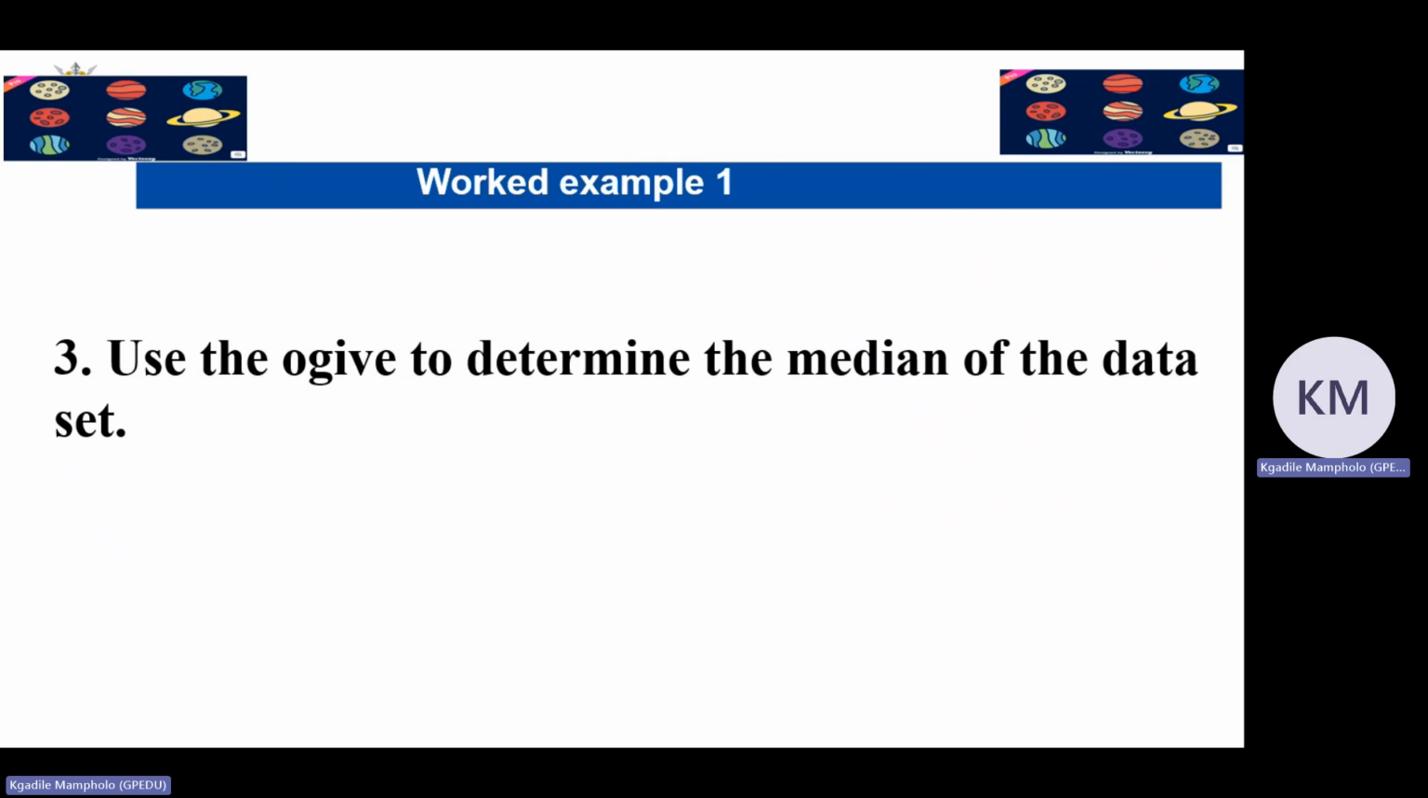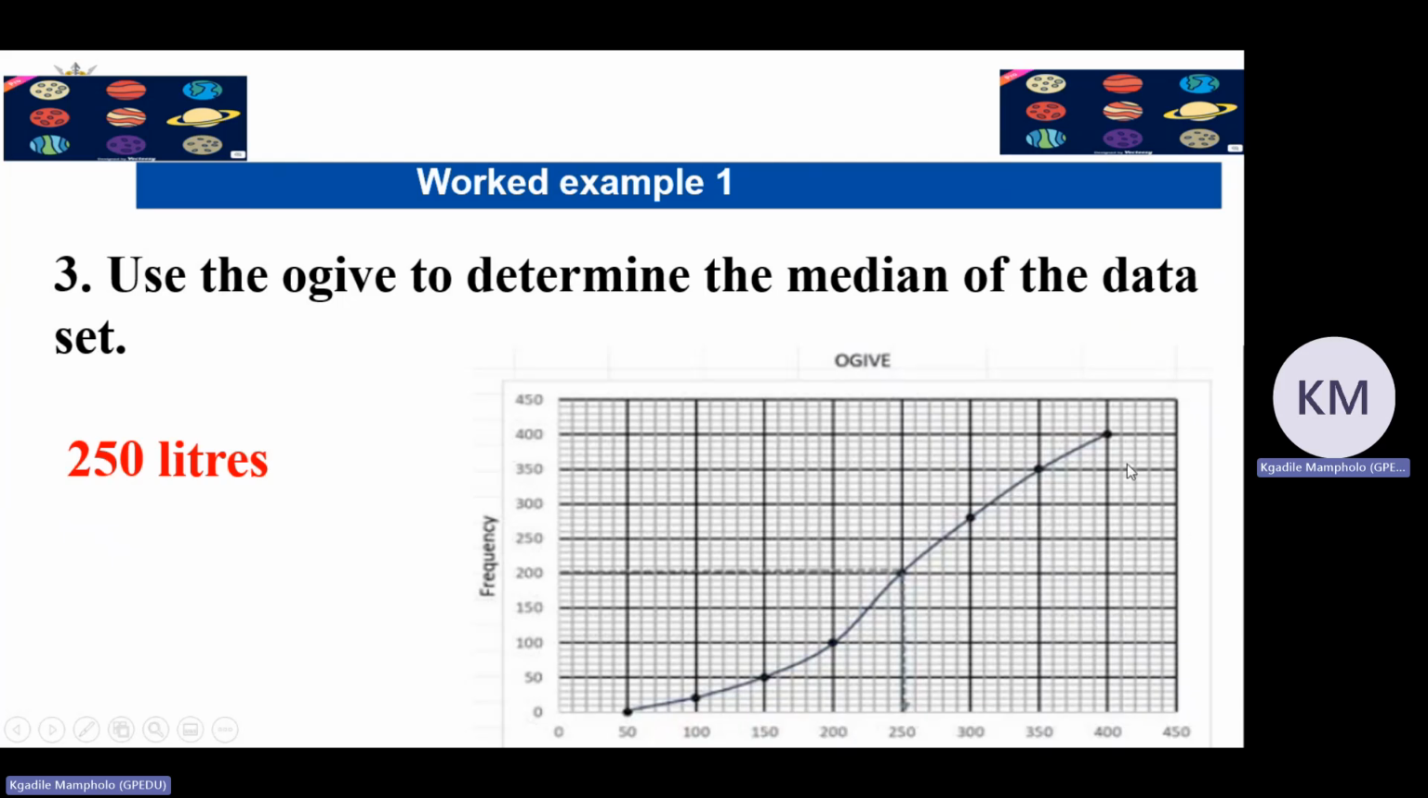Use the ogive to determine the median of the data set. As we know that the total is 400, the median position is 1/2 into n plus 1, where n is the total. In this case, it will be 1/2 into 400 plus 1. So it will be 200 point something. So you check here at 200, then you draw a horizontal line. Then when you draw this, it will be the median number of liters, which is 250.